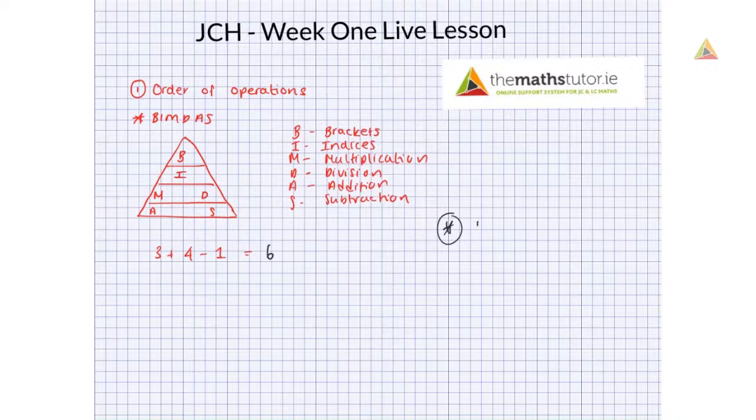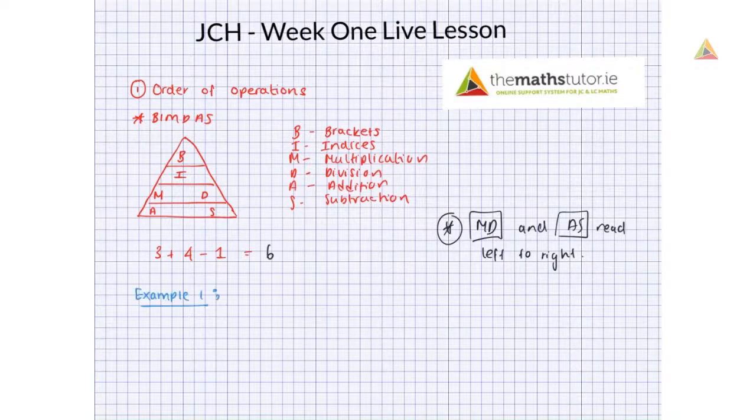So for M and D, which are together, multiplication and division, and A and S, they are always read left to right, which is the way that you would do equations anyway. So that's BIMDAS, and we now know what every letter represents. I'm going to go through a couple of examples now to clarify what I've just gone through.